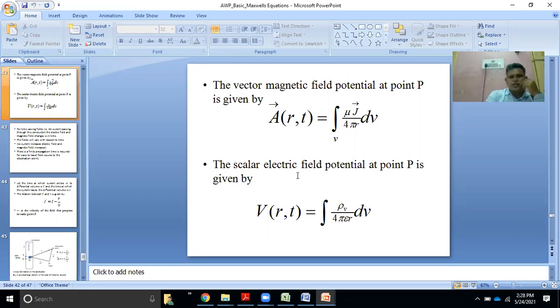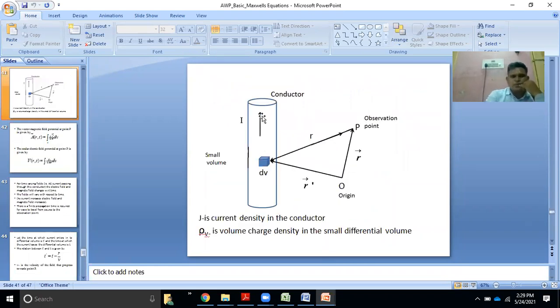Similarly, the scalar electric potential at point P, or simply you can say scalar potential, is given by the equation we already know, the volume integral of rho v. This is the charge. Why is there charge? If current is passing through this conductor, there will be some charge in this differential volume. That volume charge density for that region is rho v.